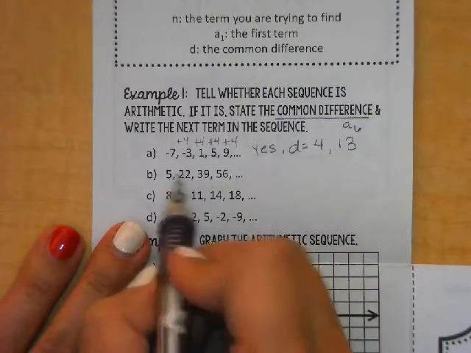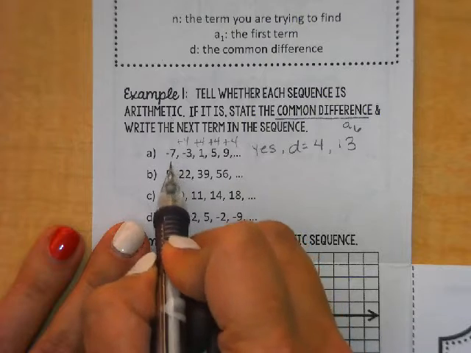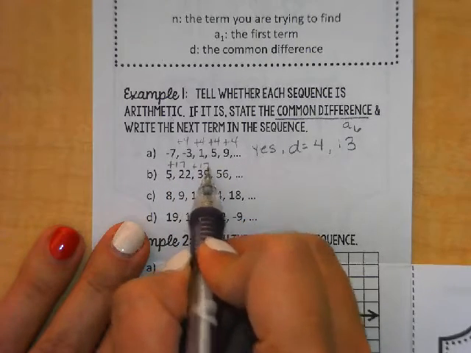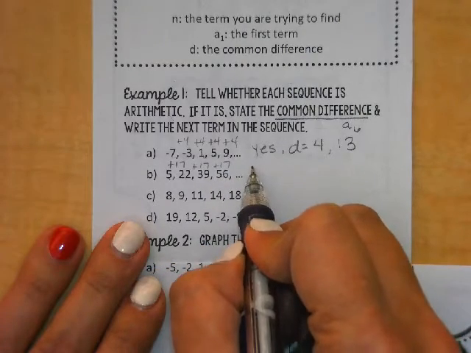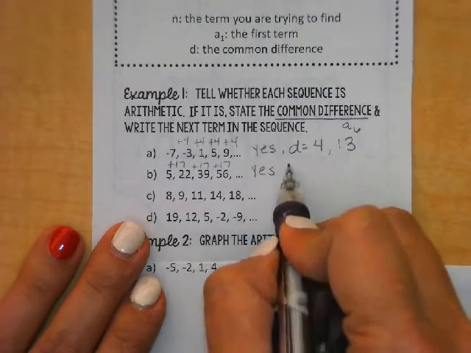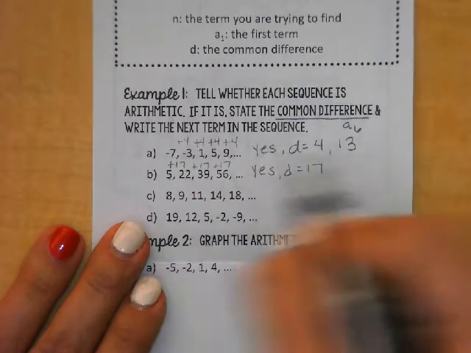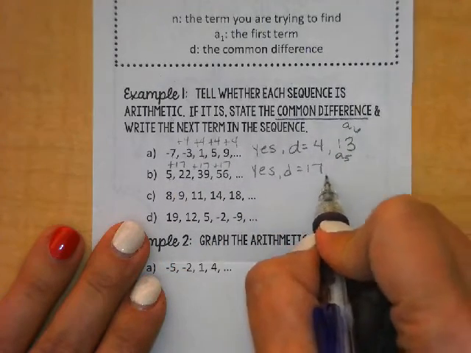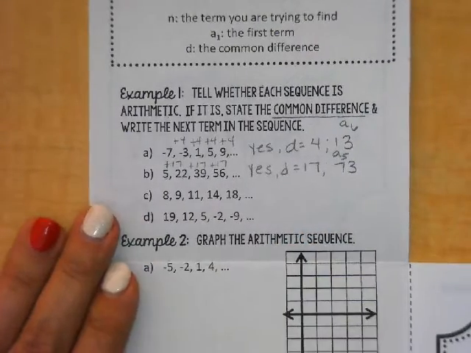What about b? Is this arithmetic? How do we go from 5 to 22? And then 22 to 39? Oh, and 39 to 56? All right, so is this arithmetic? Yes, it is. What's my common difference? And what is going to be my 1, 2, 3, 4, my a sub 5? What? 73. Nice job. So hopefully this is jogging your memory.